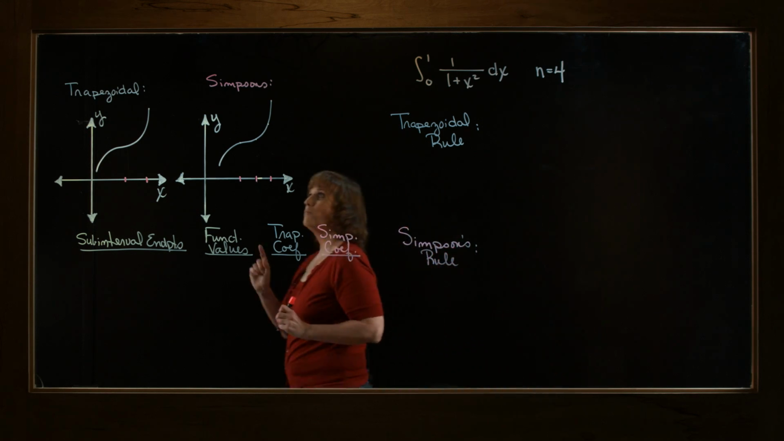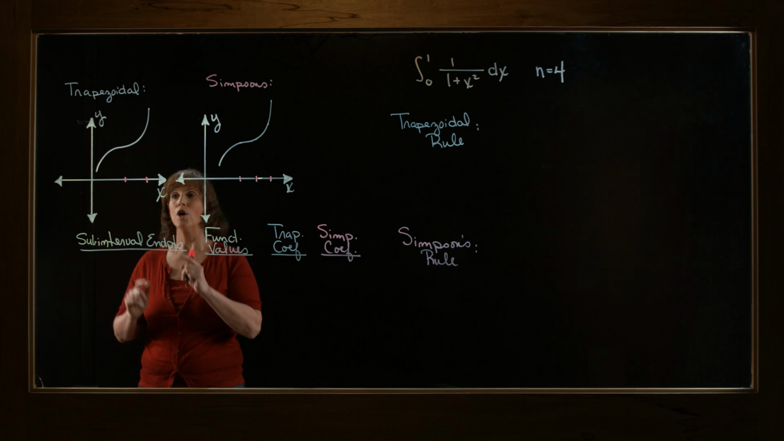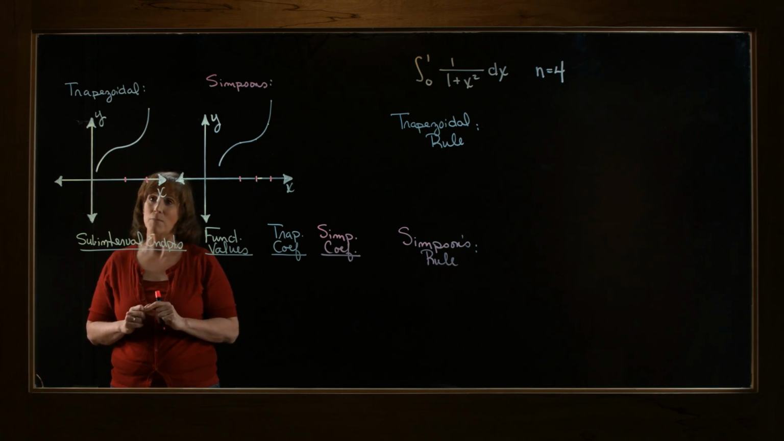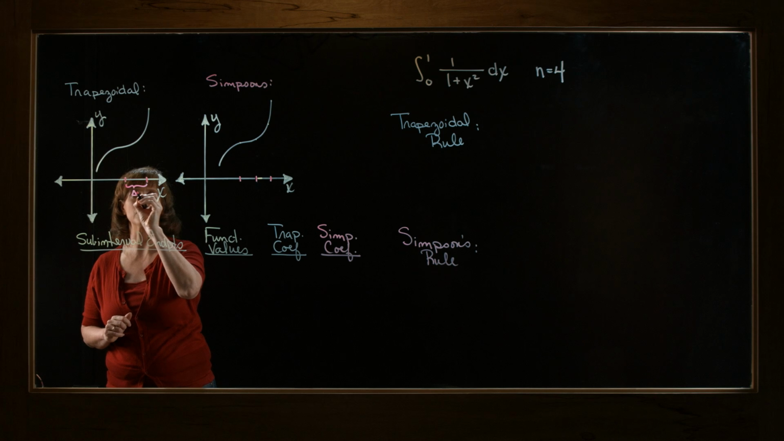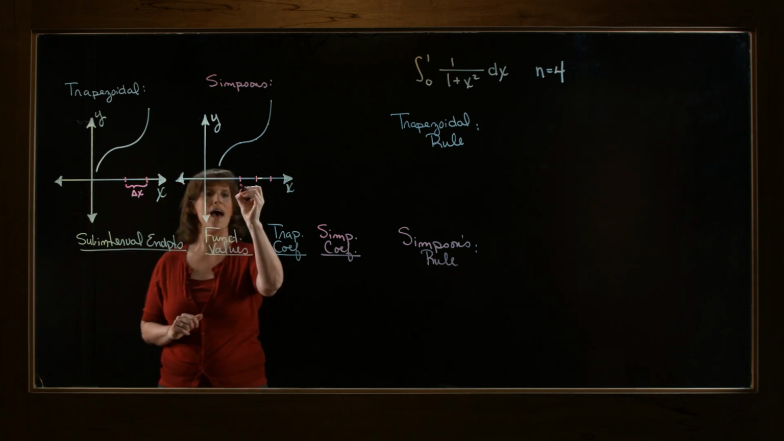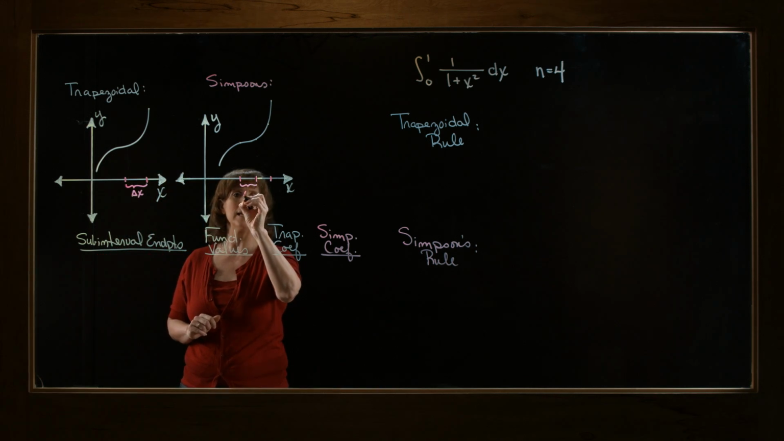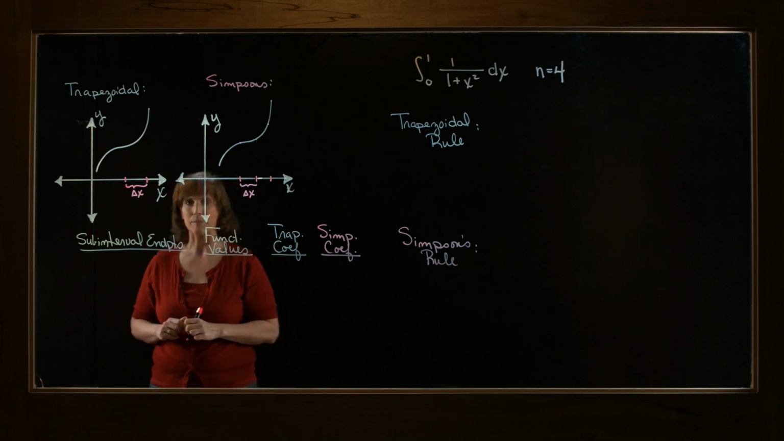When you're using both the trapezoidal rule and Simpson's rule, you're going to break your interval into subintervals, and you're going to want to find the length of those subintervals. We call that delta x. And we'll do that in either case.